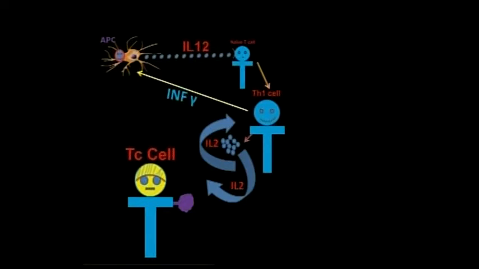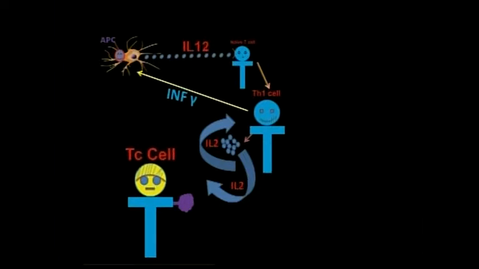Look at another one. In turn, this T helper 1 cell can also produce interferon gamma. This interferon gamma also stimulates a greater production of antigen presenting cells in the form of macrophages.